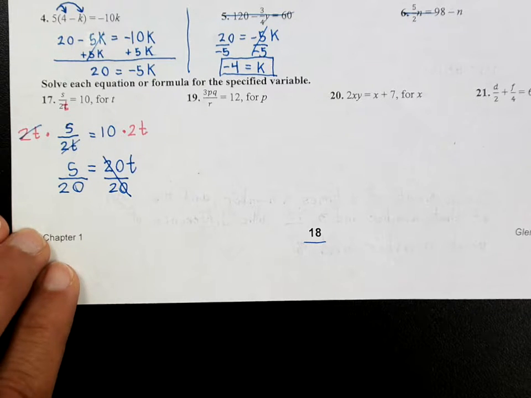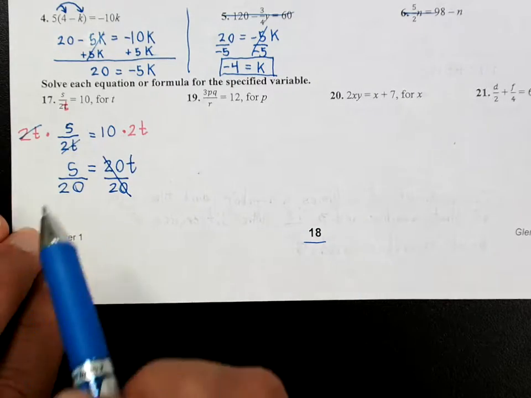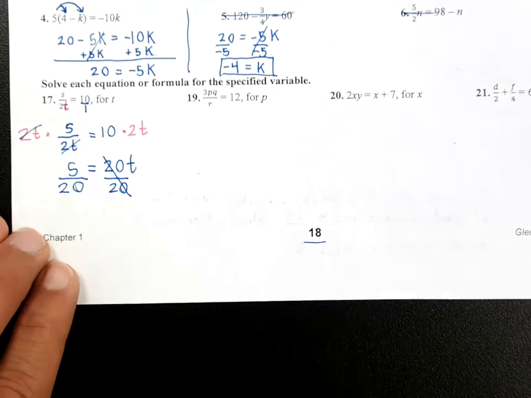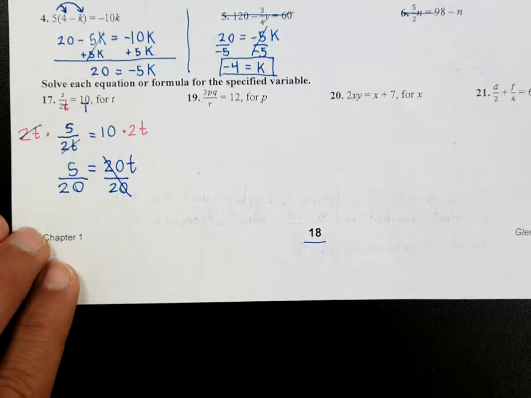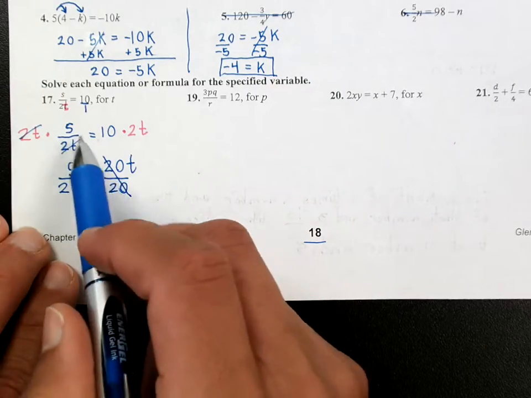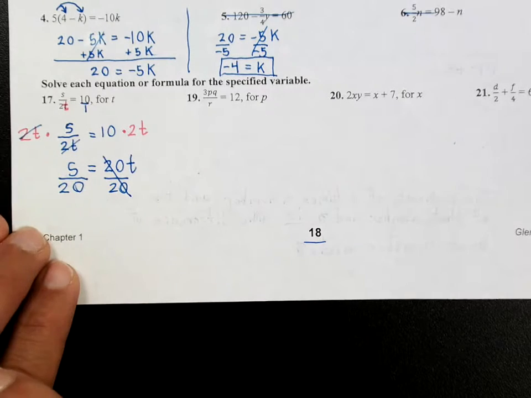Now the other way, if you don't like this step right here, if you're like, man, I just don't get it, what you can do is put this over 1, like 10 over 1, and then cross multiply, like you did in geometry. Because I would have 10 times 2t, which is 20t. And then s times 1, which is just s. So either one you like, whichever.